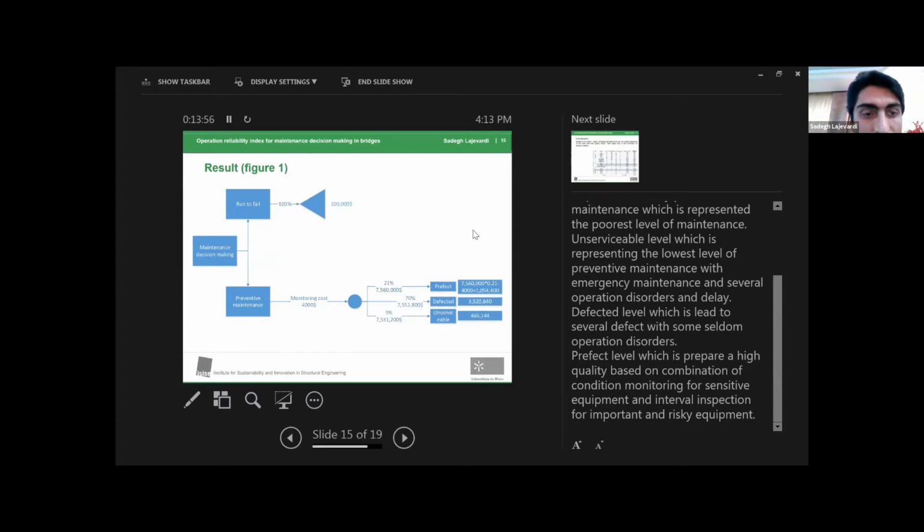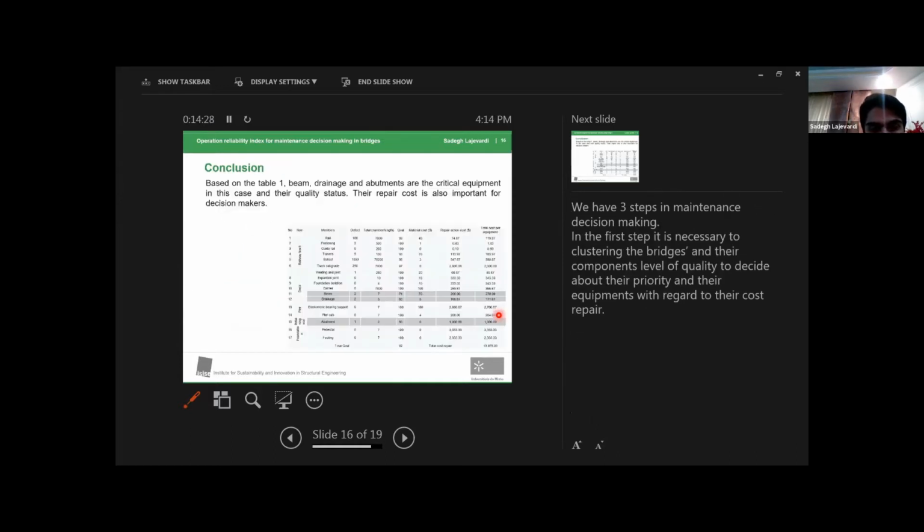As you could see in that decision tree diagram, run to fail has a big investment for decision making and maintenance, and also for preventive maintenance. You could see the 3 levels, and the best one for optimized maintenance is the defected level, as you could see.